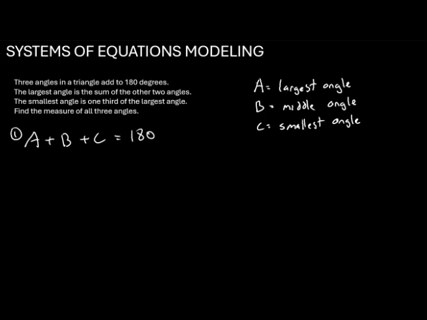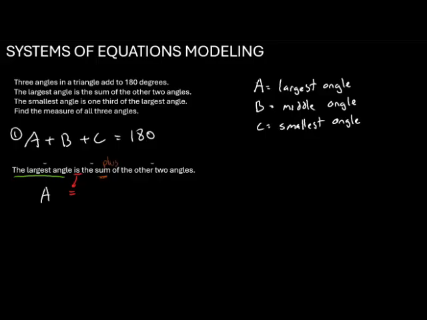The second sentence says the largest angle is the sum of the other 2 angles. Let's break the sentence down for a moment. Let's read the sentence left to right. The largest angle we know is angle A because that's how we've labeled it. Then when we see the word is, let the word is stand for an equal sign. Then, if we see the word sum, we know what's coming next is an addition, so it will involve a plus sign.